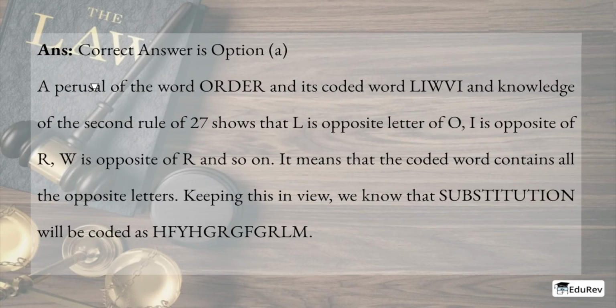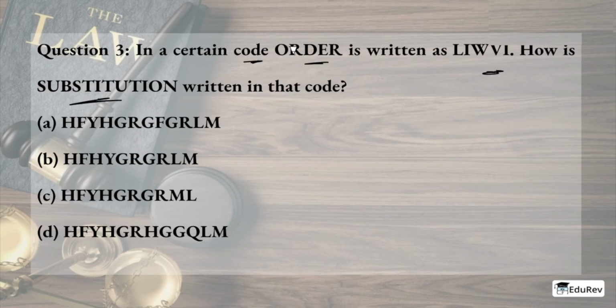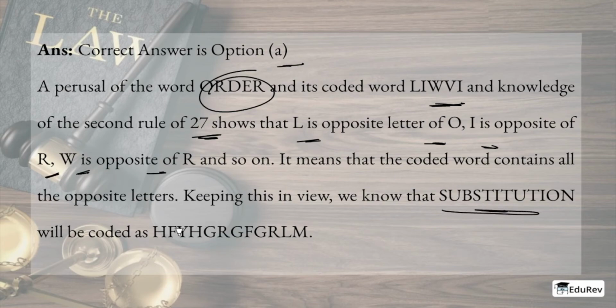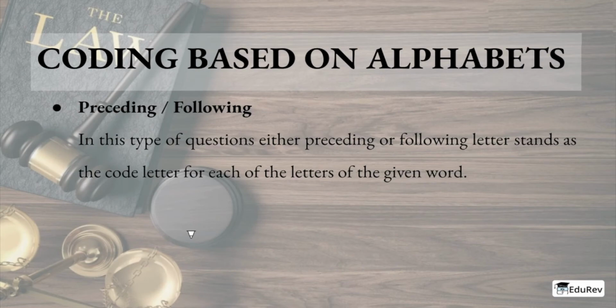So the correct answer is going to be A. Now let's find out how. The word order is written like this. In rule number 27, the opposite of L is O, the opposite of I is R, the opposite of W is D, and so on. Similarly, I'm going to write substitution like this. Correct.